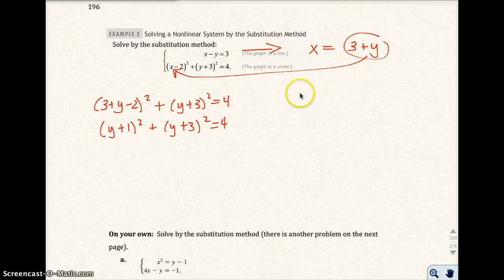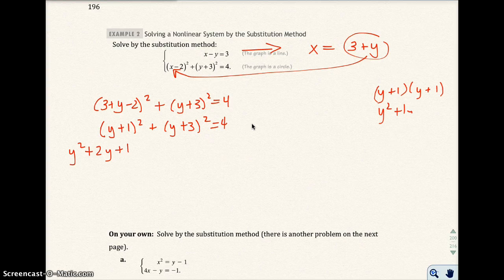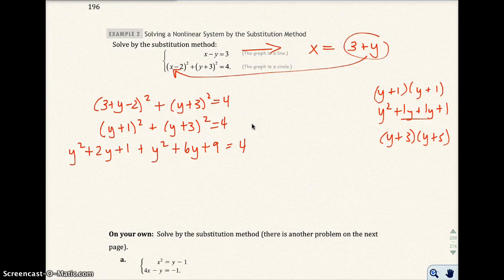Okay, and then I'm going to go ahead and FOIL this out and FOIL this out. I get y squared plus 2y plus 1. Again, all I did was do y plus 1 times y plus 1. That's where I get this from. That's where the 2y comes from. Plus y squared plus 6y plus 9 equals 4. Again, I just wrote y plus 3 times y plus 3 and FOIL that out.